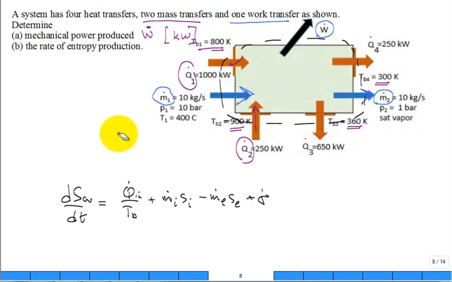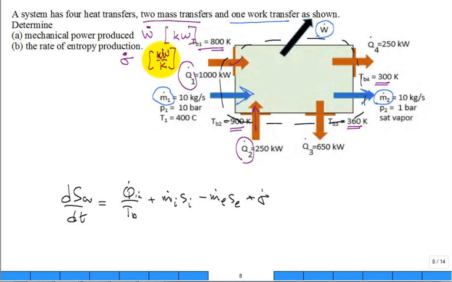Now that we know what term we want to solve for, the rate of entropy production, sigma dot, what are the anticipated units? Hey, you just asked us that question. True? Kilowatts per Kelvin? Wouldn't those be the anticipated units?